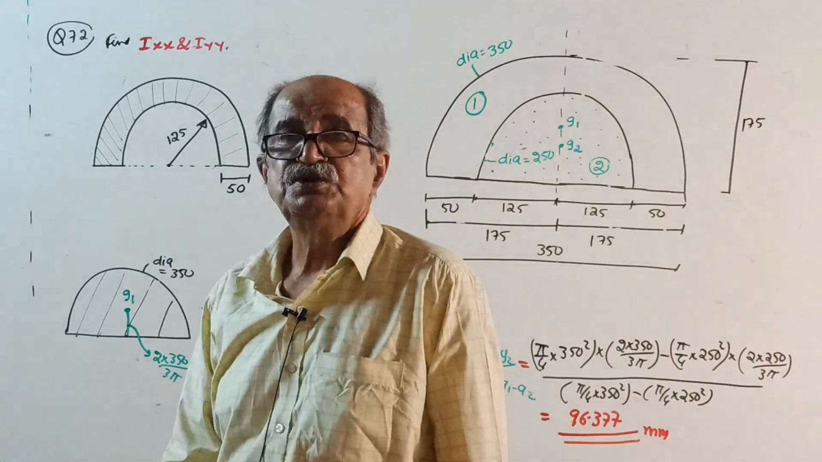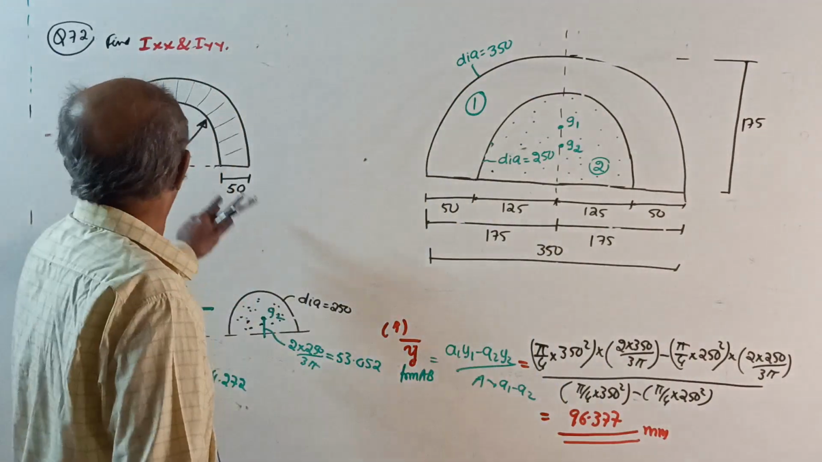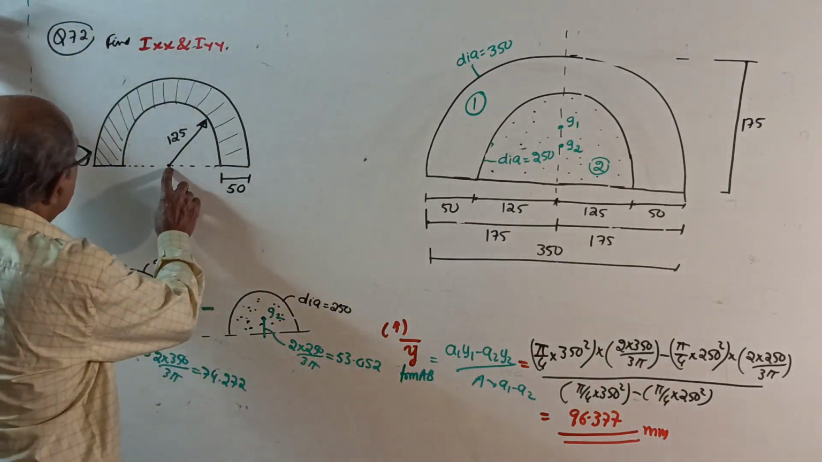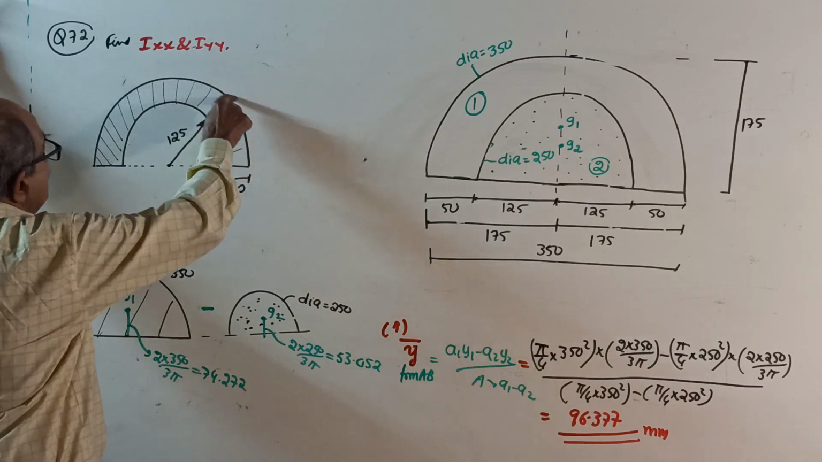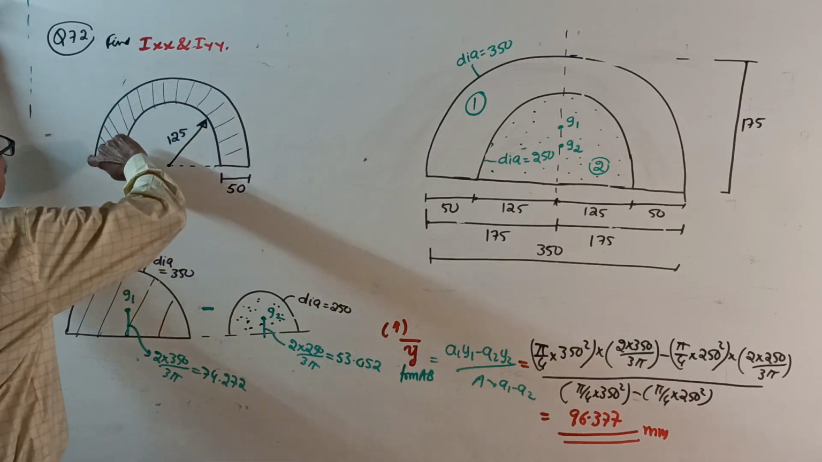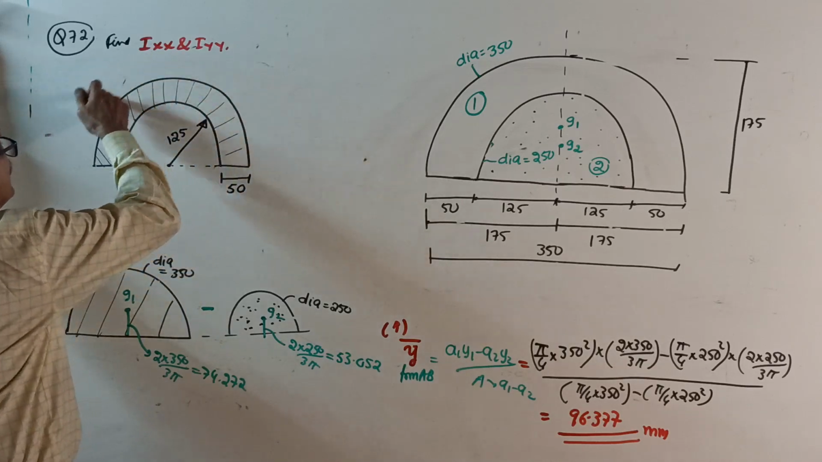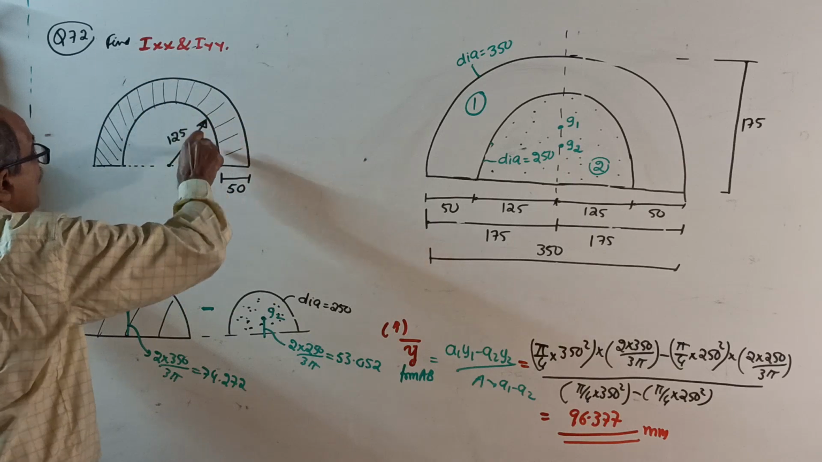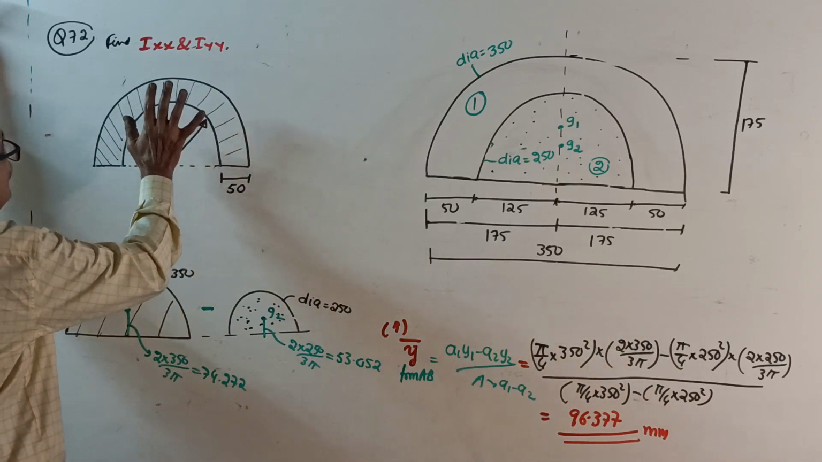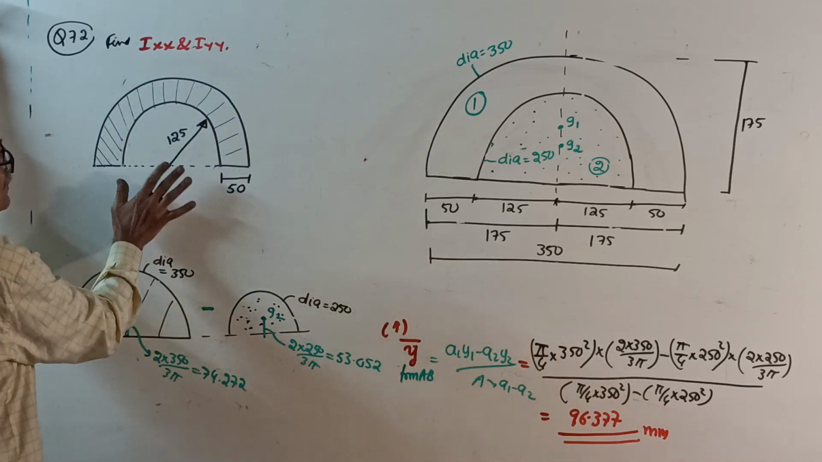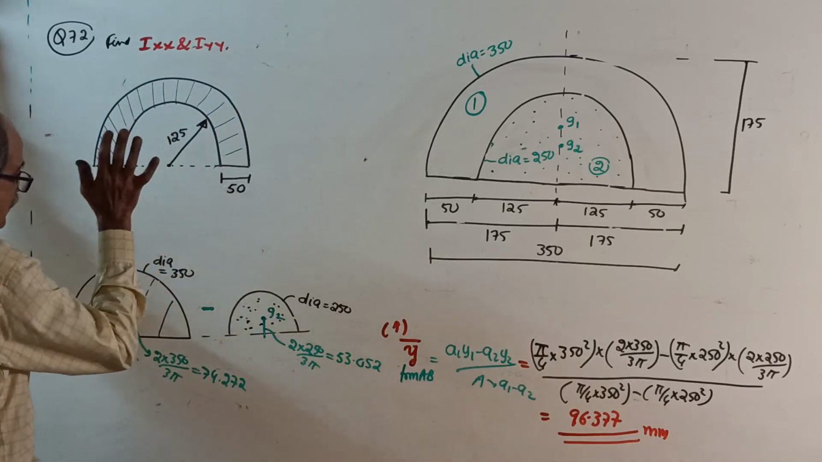Start. Question 72. Find IXX, IYY. See, this is the center. There is a big semicircle, and from the semicircle, on the inner side, another semicircle is cut out. So this is the existing area. Now, this is the question. Make a note if you want.